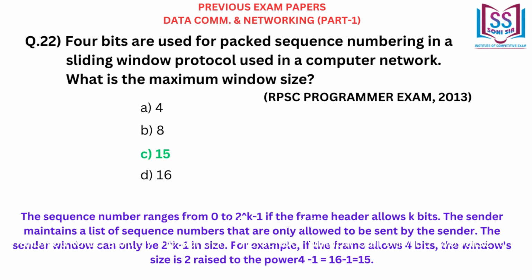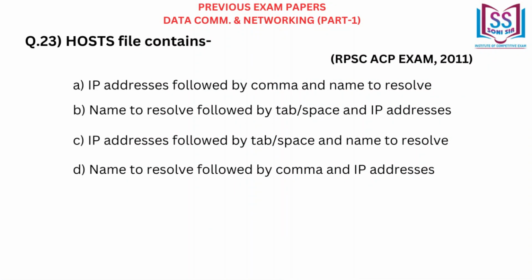The sequence number ranges from 0 to 2^k - 1. If the frame header allows k bits, the sender maintains a list of sequence numbers that are allowed to be sent by the sender. The sender window can only be 2^k - 1 in size. For example, if the frame allows 4 bits, the window's size is 2^4 - 1 = 16 - 1 = 15.